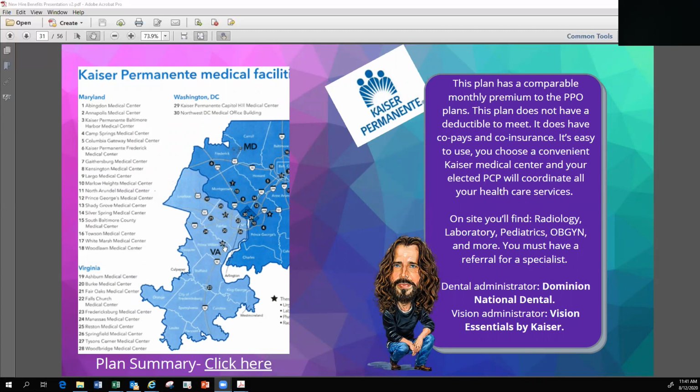You pick which facility you want to go to. You elect a primary care physician, and then that primary care physician helps you facilitate and coordinate all your health services. So on site, they have everything from radiology, pediatrics, to OBGYN, and more. If you need a specialist that they do not have, you do have to have a referral to be seen. And as I mentioned before, all of our plans include medical, dental, vision, and prescription. So if you choose our Kaiser plan, you're going to have Dominion National Dental as your dental provider and Vision Essentials by Kaiser as your vision administrator. And then you can click down here to view the plan summary.